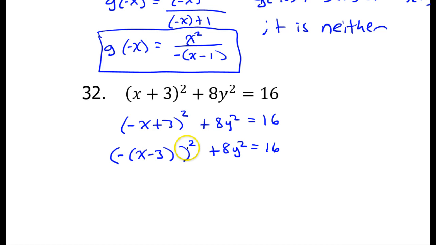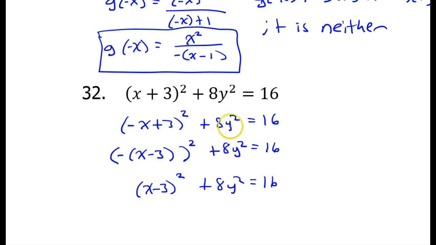Now, this even exponent is going to make this negative sign go away. So this would be the same thing as x minus 3 squared plus 8y squared is equal to 16. So this is definitely not even because it does not match the original function. It became x minus 3. I'm not actually sure if it's odd or not. I don't think so.